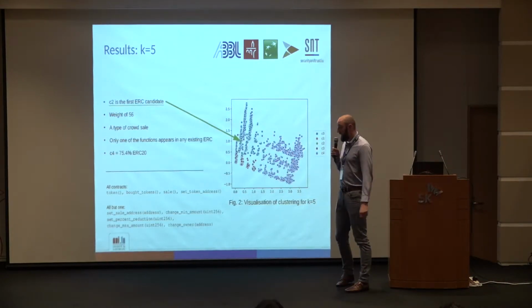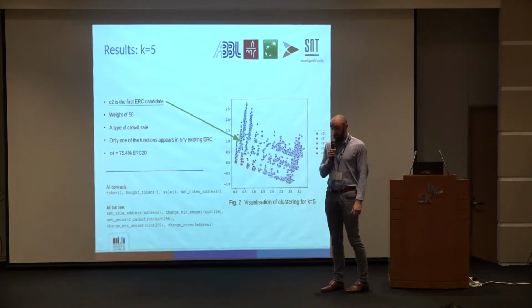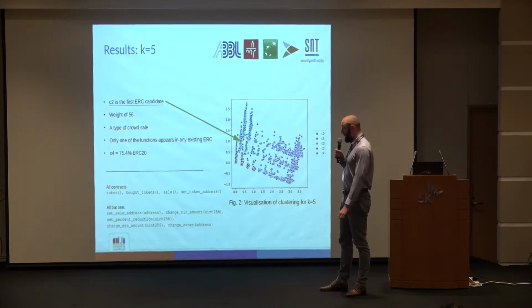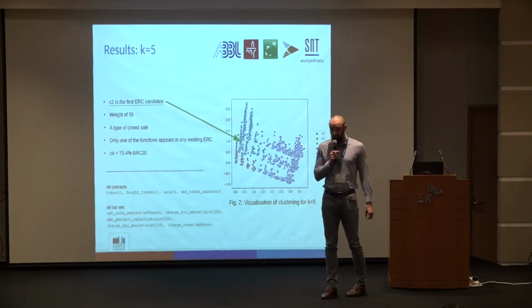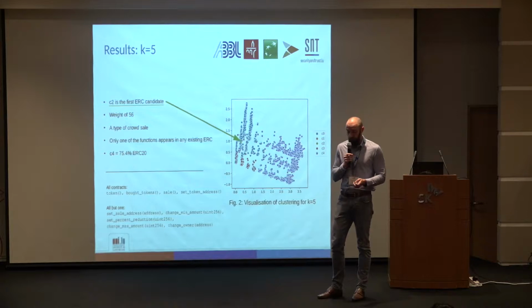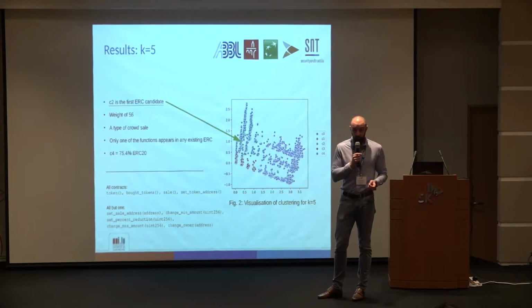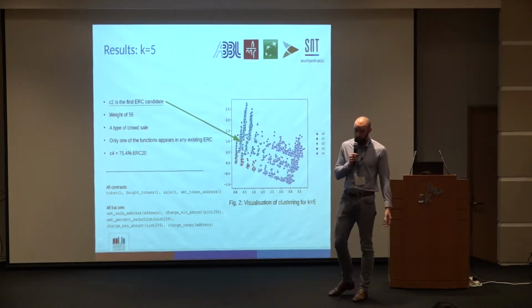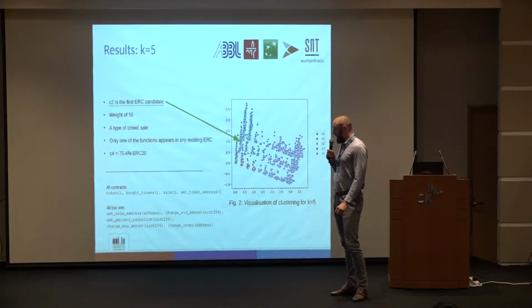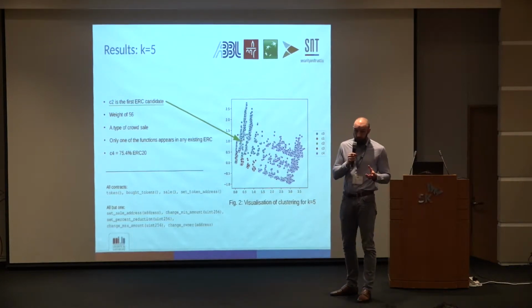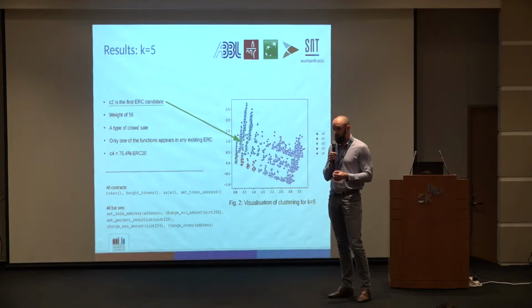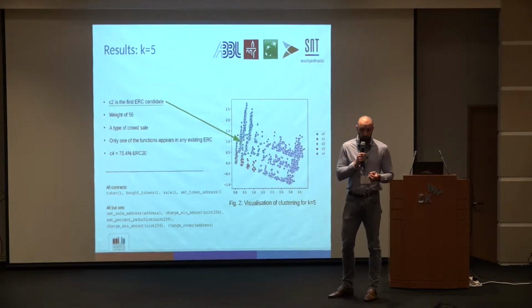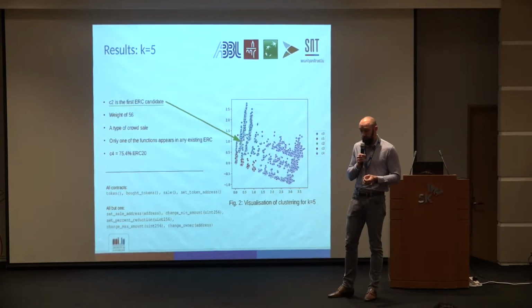Once we get to k equals 5, our candidates for ERCs start emerging. So this one represents 56 contracts in total. At the bottom there, you can see the most common shared function names in this cluster. So almost all of them have things like set sale address, set percentage reduction, change max amount, change owner, things like this. So we think that this is something like a crowd sale, but it appears to have functionality that isn't included in any existing ERC. These function names are not included in any ERC so far.